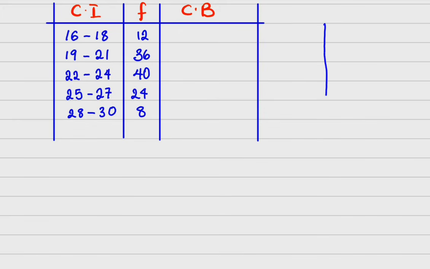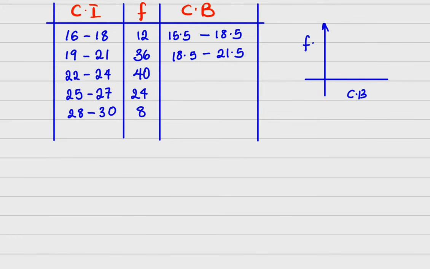This is the y-axis, and this is the x-axis of a graph. Here is supposed to be class boundary, and here is going to be frequency, and that is why I'm having class boundary. So let me get the class boundaries. Now this is going to be 15.5 to 18.5, and this will be 18.5 to 21.5, and it continues. Now you can see I have everything completely.